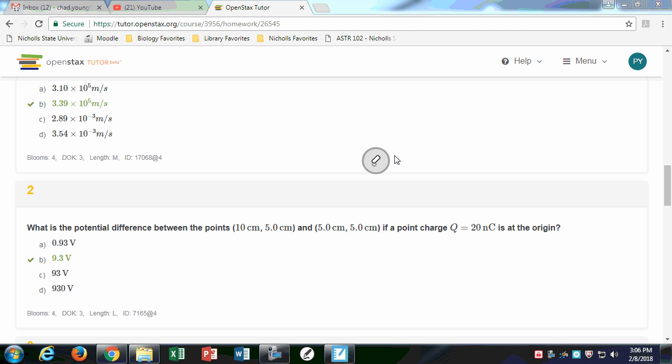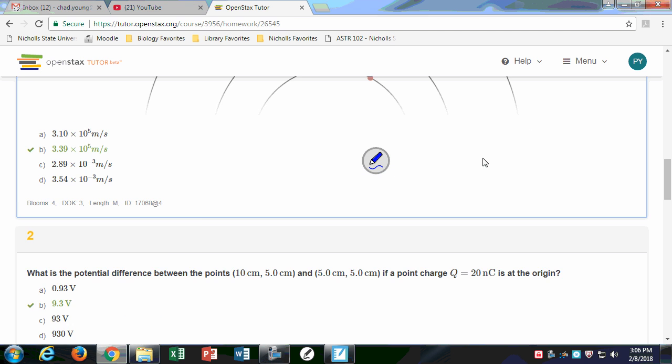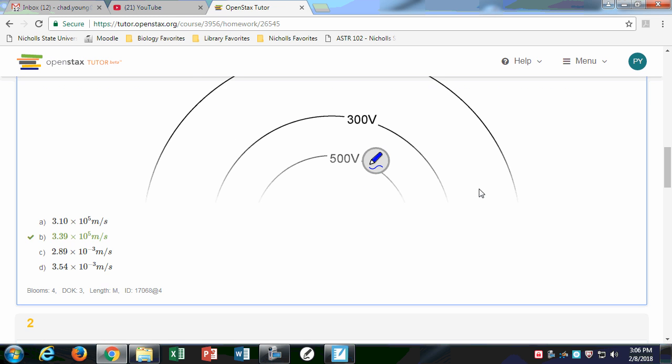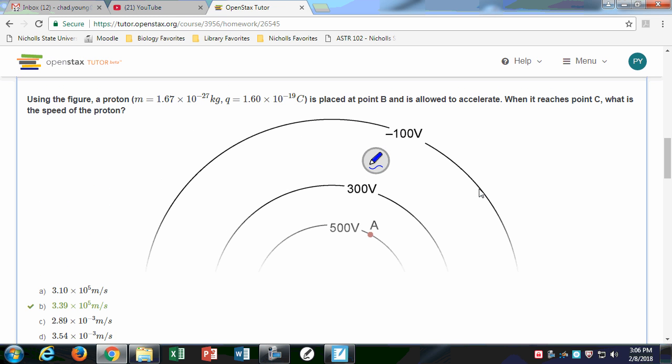All right, so number one, we had this proton that was going between these equipotential lines. It was moving from, where's point B? I don't think I'm seeing the full figure here. Point B, I think, was at minus 100 volts. Am I right about that? Oh, okay. All right. So I'm going from point B to point C.